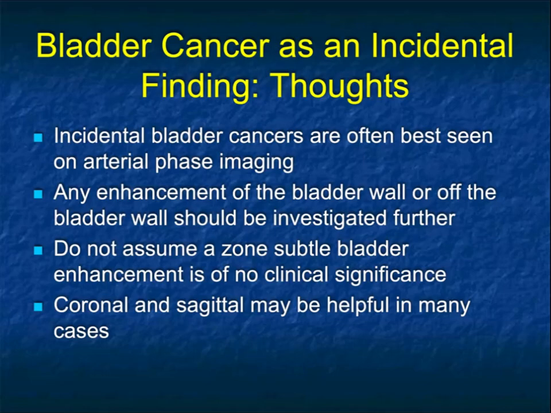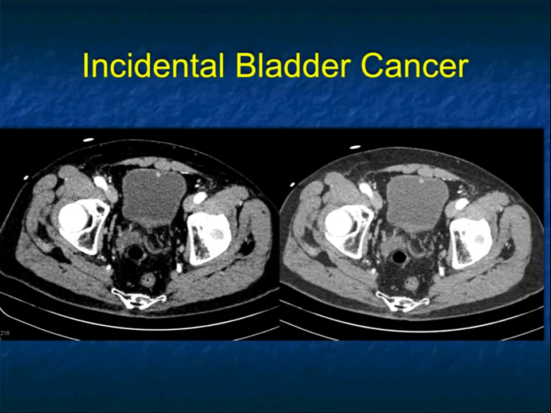Do not assume a zone of subtle bladder enhancement is of no significance. And at times, coronal and sagittal views can be helpful if you're worrying about partial averaging. And here's such an example. This was an aortic aneurysm study. There's a 5 millimeter enhancing lesion at 12 o'clock.